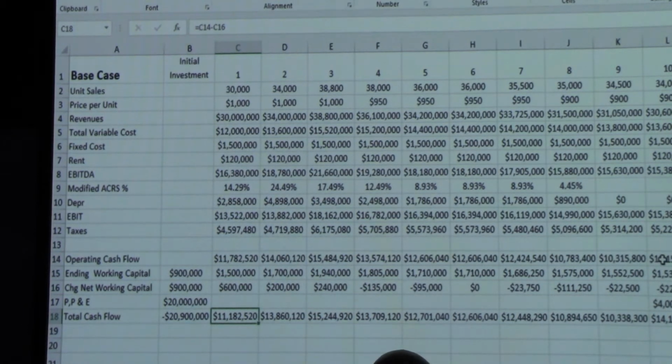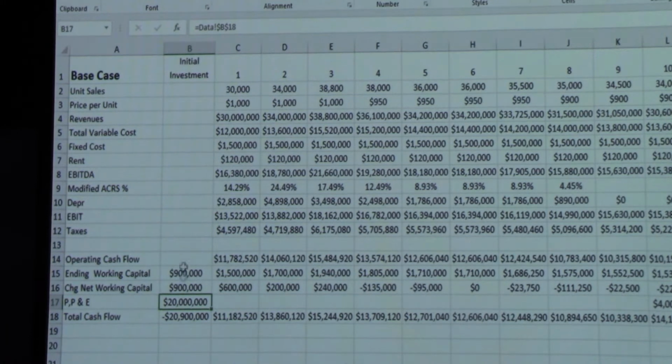A couple of other things that I did here. Property, plant, and equipment, money spent here. The change in net working capital is the additional amount of net working capital that is put in. And so the total cash flow in the initial investment period is the 900,000 plus the 20 million spent, 20,900,000.